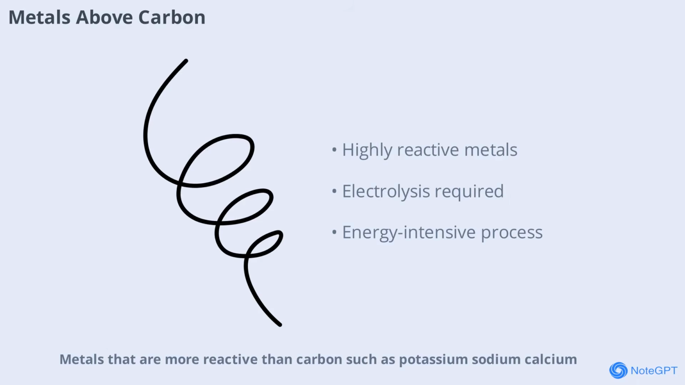Metals that are more reactive than carbon, such as potassium, sodium, calcium, magnesium, and aluminum, cannot be extracted by reduction with carbon. Instead, they are extracted by electrolysis of their molten salts. This process uses electricity to break down the compounds and release the pure metal. Electrolysis is energy-intensive but necessary for these highly reactive metals, ensuring their extraction is both efficient and effective.